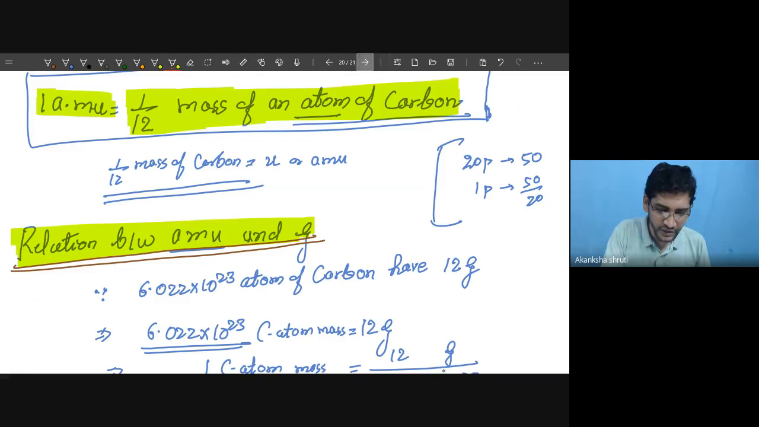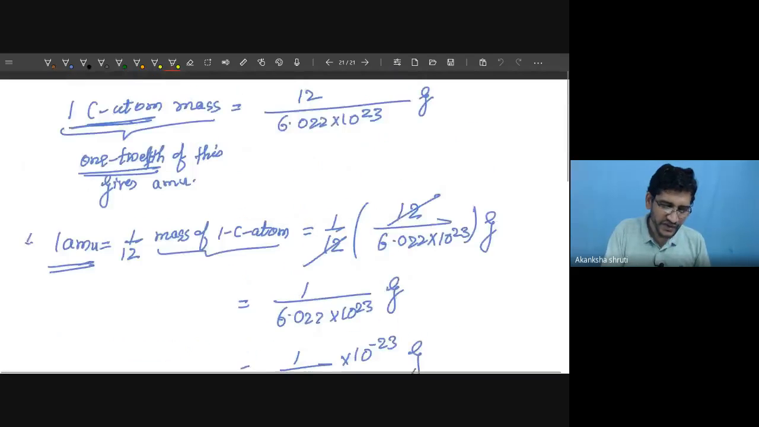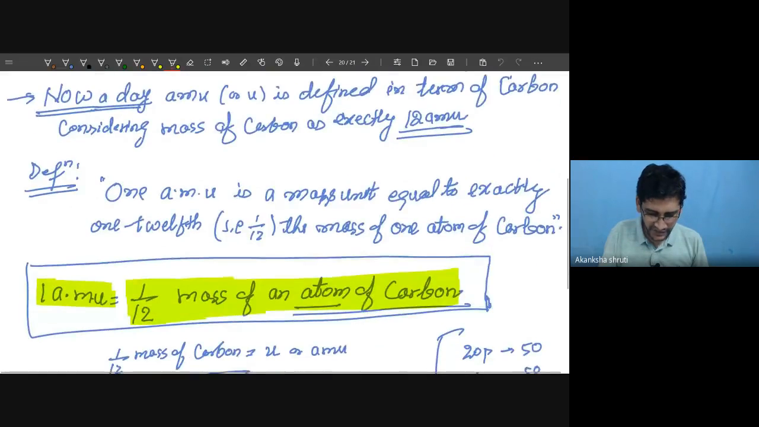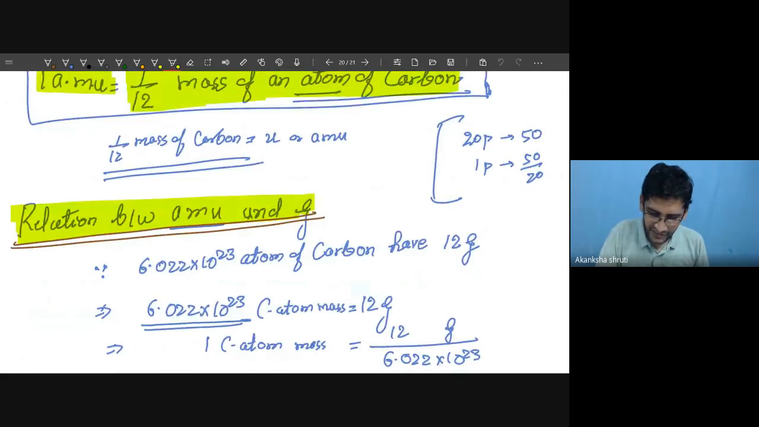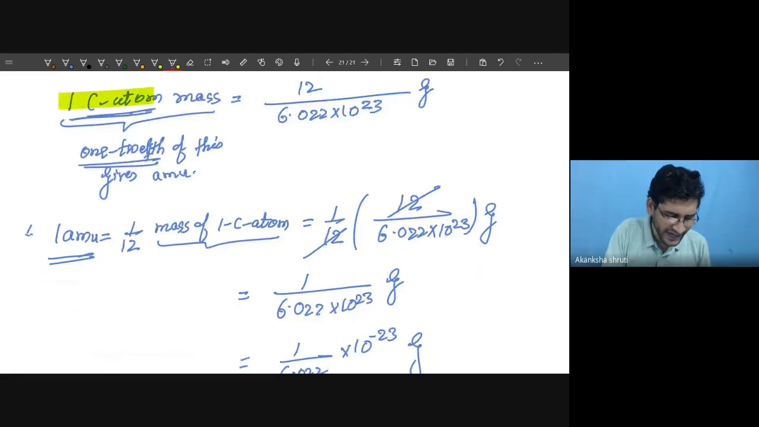From this, we have concluded that this AMU is very, very small, because in a gram it contains Avogadro number of atoms. That we have to keep in mind. This much atoms were present, but for AMU we need only one atom. So we have taken one atom to get the AMU. Are we getting? So these were the things.